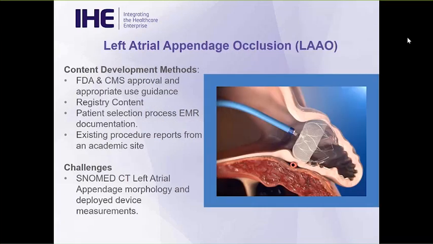We did the same for the left atrial appendage occlusion, and the same set of review criteria were used. Once again, and even more emphatically, we discovered that the left atrial appendage morphology is not currently a part of the SNOMED CT nomenclature. So we're looking ahead to the next development cycle and to working with our colleagues at the ACC to create expert consensus so that we can proceed to have the additions necessary to complete our work here. Next slide.